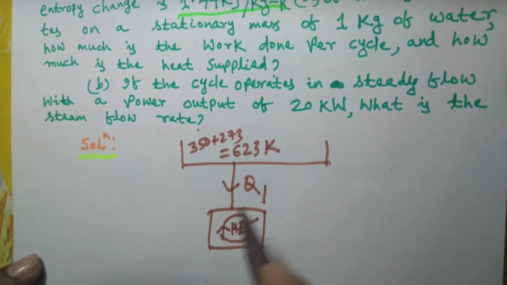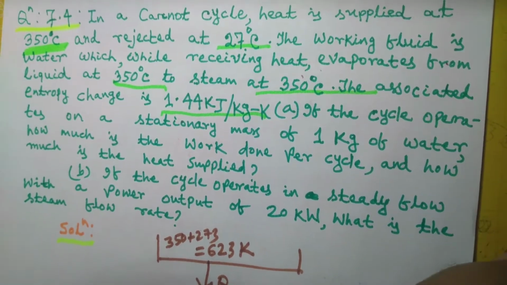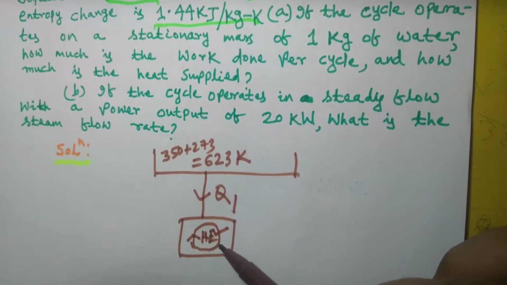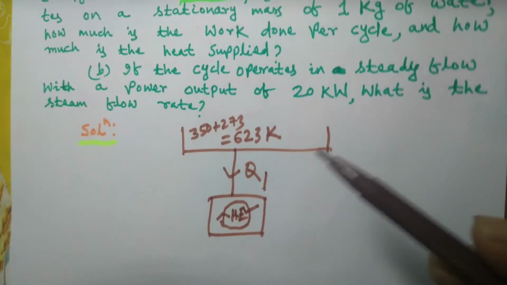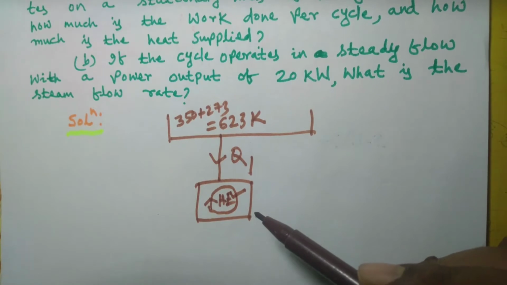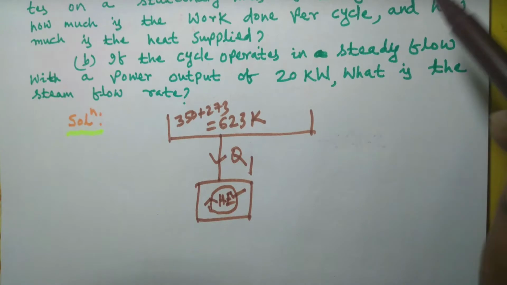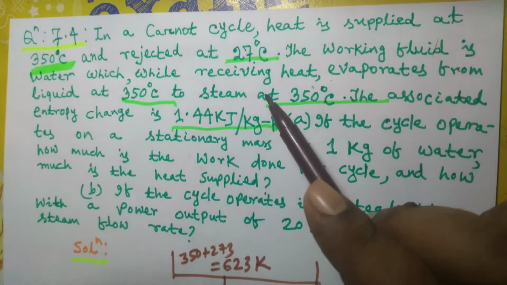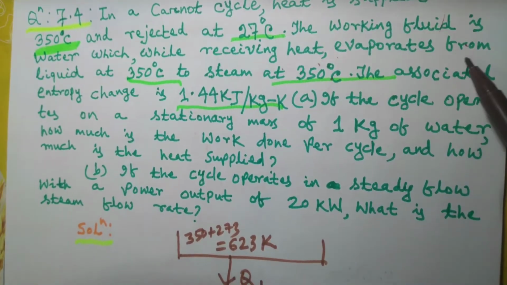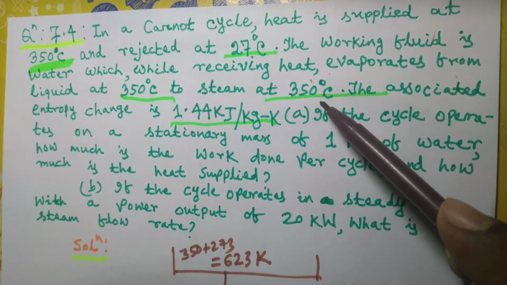which completes a cycle, and in this case it is given that the working fluid is water, which while receiving heat, when heat is supplied to water, it gets converted into water vapor, that is your latent heat, and during this process temperature remains constant, and that temperature is constant at 350 degrees Celsius, because it is given that while receiving heat, water evaporates from liquid at 350 degrees Celsius to steam at 350 degrees Celsius.